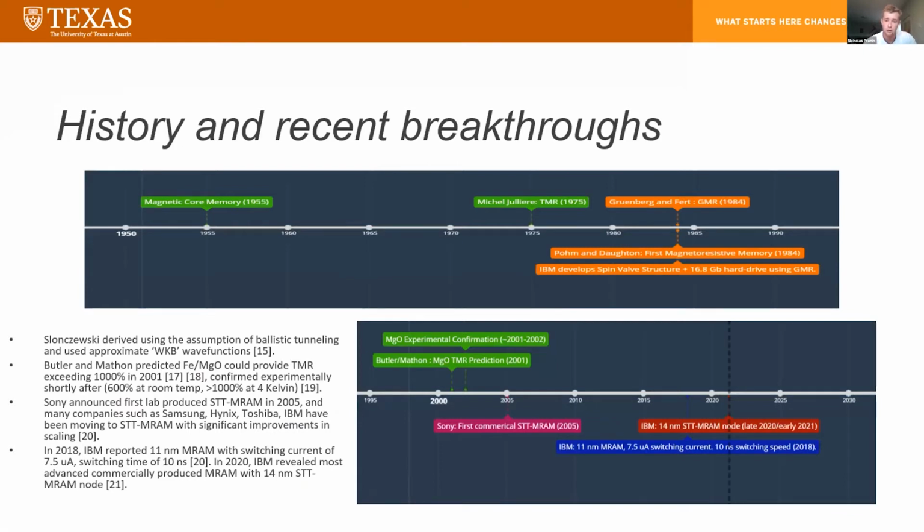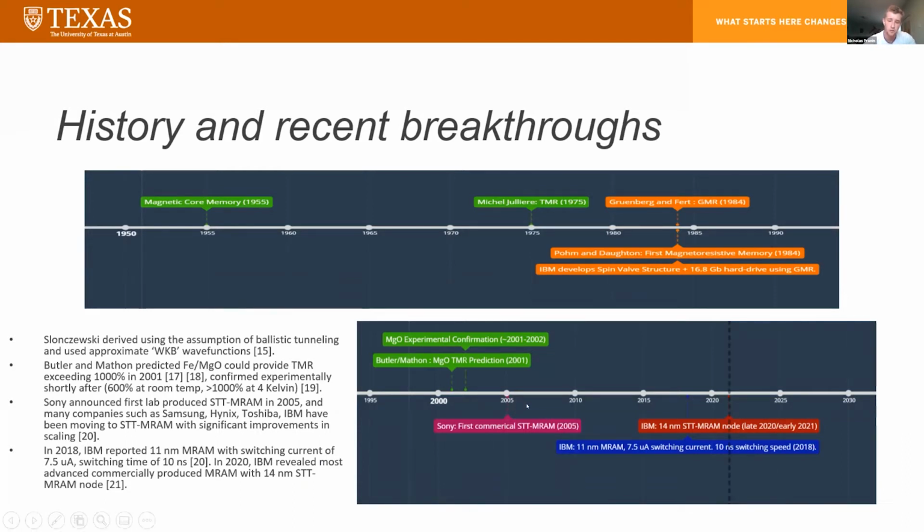But MRAM became a thing in the early 70s when the TMR effect was discovered, although it was pretty useless back then because the materials were pretty poor, with pretty low MR ratios. The GMR effect was discovered in the 80s, and we had the development of the first magnetoresistant memories. And IBM commercialized this and released a hard drive using the GMR effect.